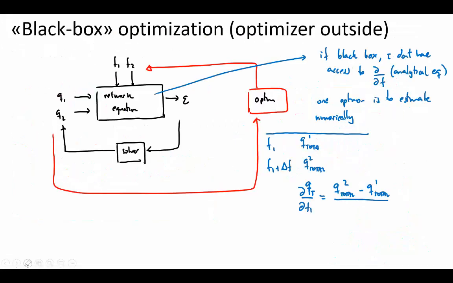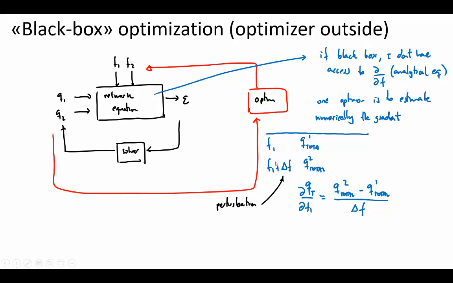Okay, divided by delta F. Numerically, the derivative, the gradient. So I have to make a run with F1, assuming F1. Then I have to make another run with a perturbation. This value is called a perturbation. And I have to make it small compared to F1 to be able to estimate the derivative properly.